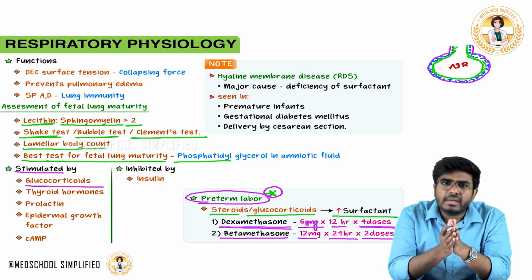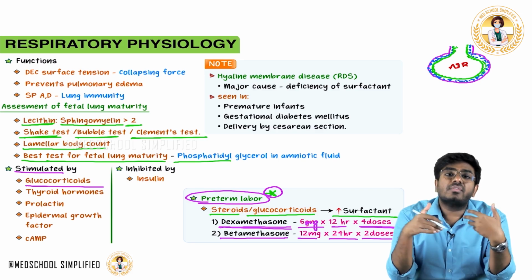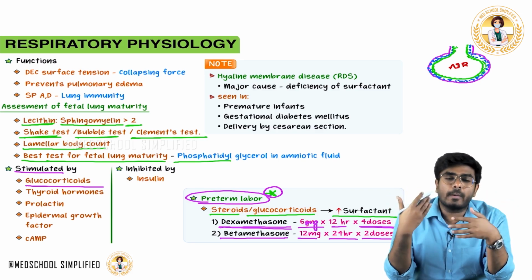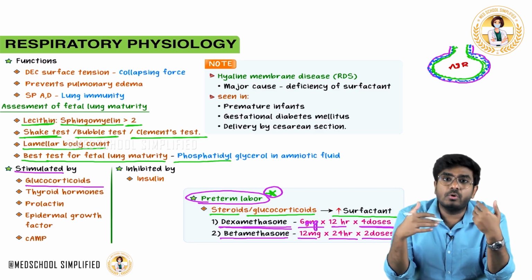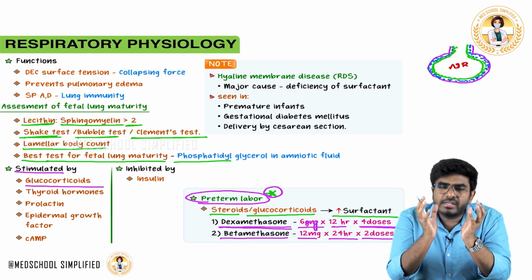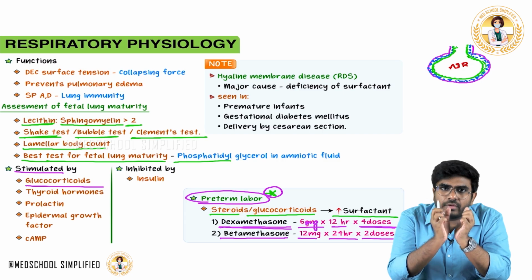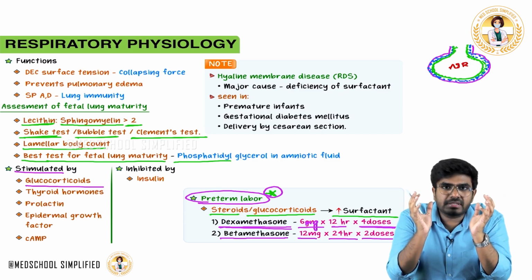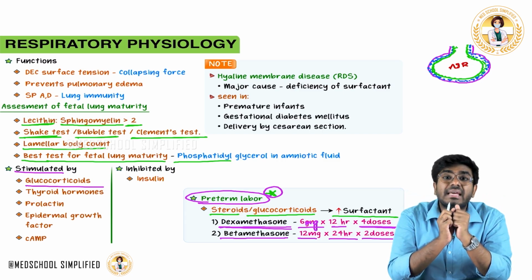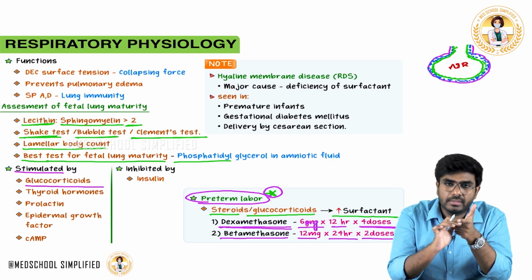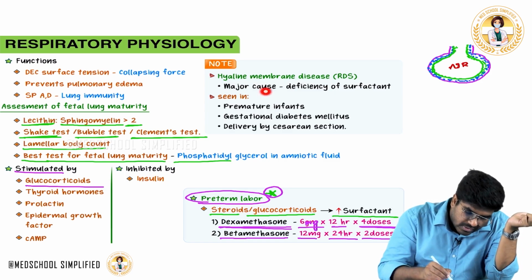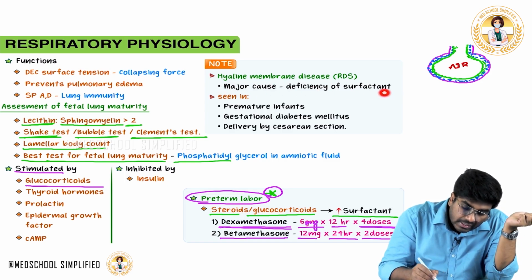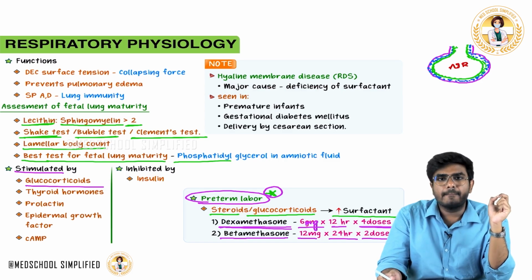If there is no surfactant, what happens to the surface tension? Surface tension inside the baby's lung is more. Now this surface tension is collapsing the fetal alveoli. It's collapsing the fetal lungs, causing respiratory distress in the baby. So that is respiratory distress syndrome. What is the major cause? The major cause is deficiency of surfactant.